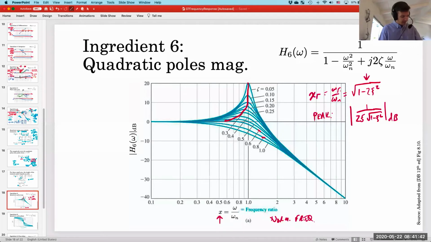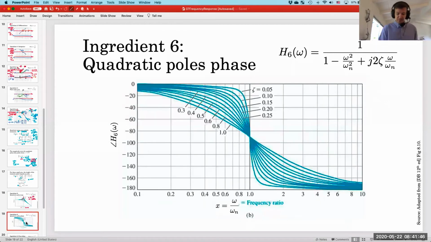All right, so let's talk about phase, because we've kind of neglected phase so far. I'm not going to do a whole big derivation on it, but you get a similar kind of behavior: the phase transition of a quadratic pole depends on zeta. Some things don't depend on zeta, so let me point that out.